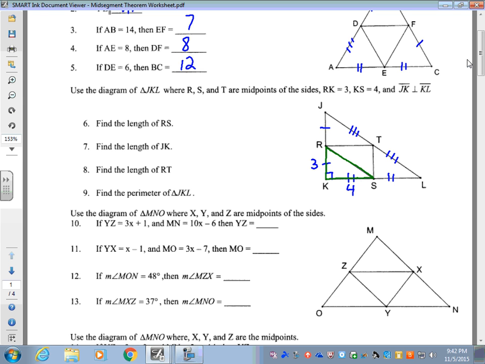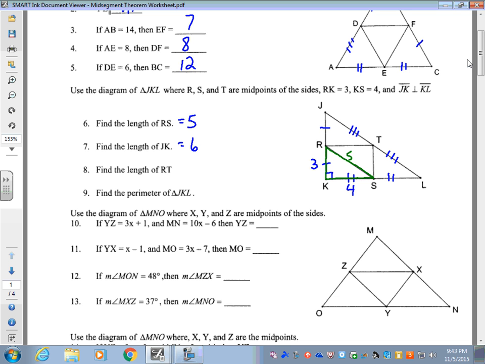3, 4 is the special triple, the original Pythagorean triple. So you could do 3 squared plus 4 squared equals c squared, and we see that is 5. And I can use this to help me find my remaining measurements. So they want us to find the length of RS. Well, we just did that. The Pythagorean theorem gave me that. So RS equals 5. Now they want me to figure out JK. Well, I already know RK is 3, so JK would have to be 6. I can just double RK and get the total length of JK.